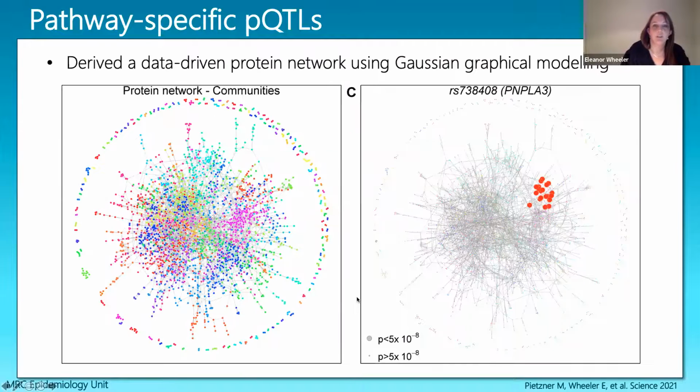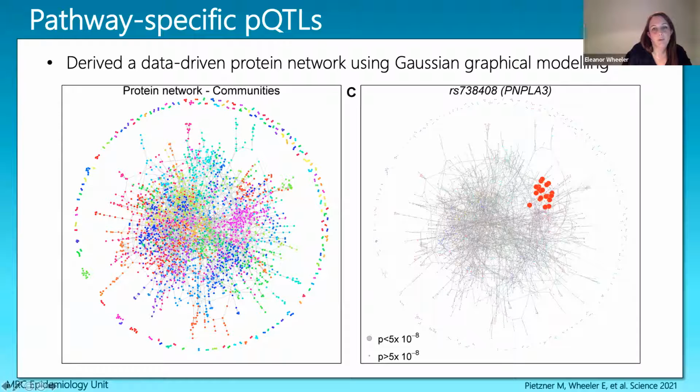And so to do that, we constructed a data-driven protein network using Gaussian graphical modeling, and we identified 191 distinct protein communities in the network. And this is the overall protein network with the coloring for the different communities. We then integrated this network with gene ontology mapping to try to distinguish these pathway-specific pQTLs from those which are exerting effect on multiple unrelated protein targets.